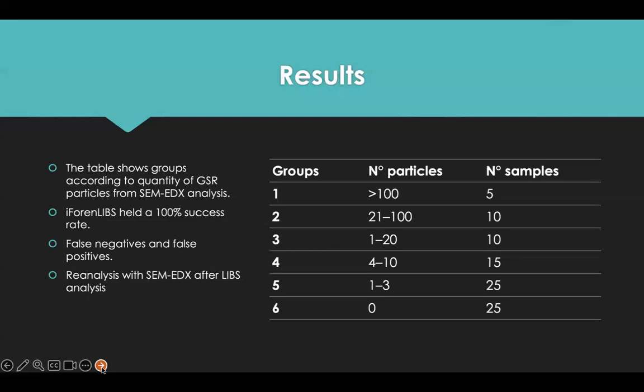So, what were the results of this comparison? This table shows you different groups that were based on the quantity of gunshot residue particles from the SEM EDX analysis. And it also shows the number of samples in each group. I4N LIBS provided a positive result for all samples that held 3 or more characteristic gunshot residue particles. There were 5 false negatives because 2 out of the 3 elements got a positive outcome in a single LIBS pulse. The third element did not get detected because this particle was lower than 1 micrometer, which this instrument cannot detect. There were 6 false positives because of the presence of consistent or commonly associated particles in the same ablation spot or area.